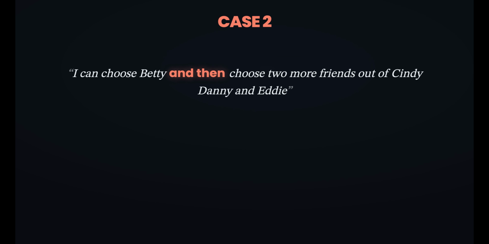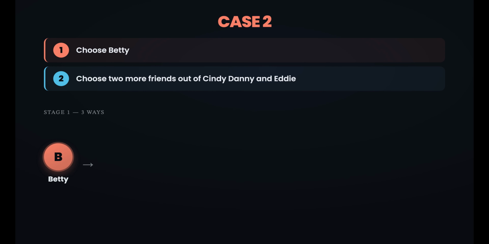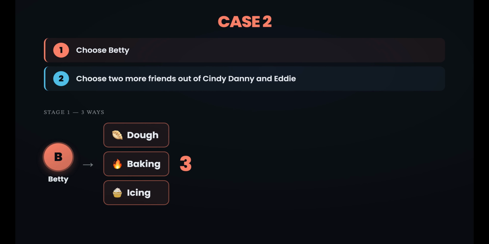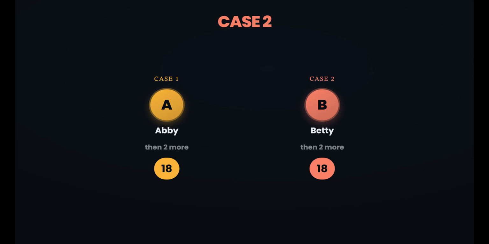Now let's do case 2. We split into stages. Number 1, choose Betty. Number 2, choose 2 more friends out of Cindy, Danny, and Eddie. Stage 1 has 3 ways because Betty can do the baking, the icing, or the dough, and stage 2 is choosing 2 friends out of 3 where order matters and there's no replacement. So again, we use nPr, that's 3P2, which is 3 factorial over 3 minus 2 factorial, which is equal to 6 as well. Multiplying across the stages gives 3 times 6, which is 18. If you spotted the similarity earlier, you could just write 18 down straight away, since choosing Abby, then 2 more friends, has the same number of ways as choosing Betty, then 2 more friends.